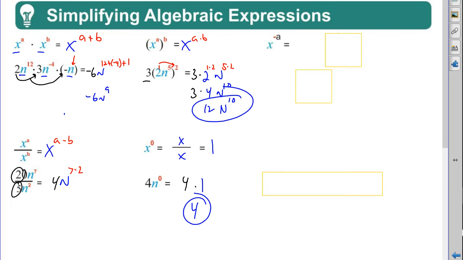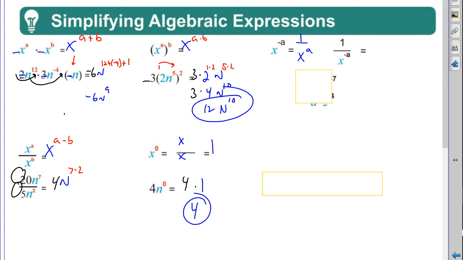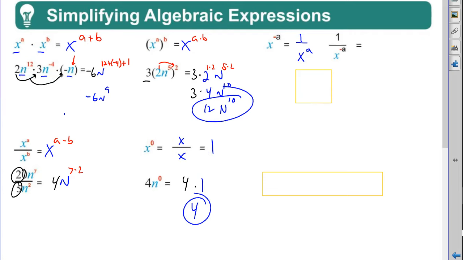Okay, what else? Hey, don't forget negative exponents. A negative exponent in the numerator is a positive exponent in the denominator. A negative exponent in the denominator is a positive exponent in the numerator. Okay.